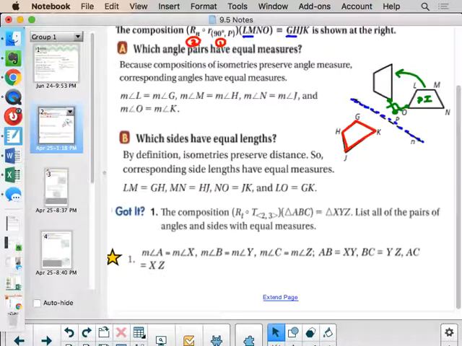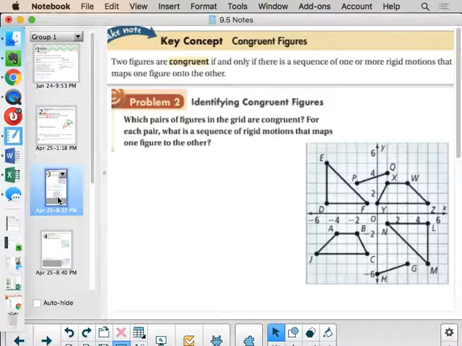Okay, you good now? All right, so because all these angle measures are equal, because all these sides are equal, oh my god, they're congruent. That's like the very beginning topic of chapter 4, okay? So like we said, they're going to be congruent. So what I can take away from this now that I'm in chapter 9 is that two figures are going to be congruent if and only if there is a sequence of one or more rigid motions that I perform to map one figure onto another, okay?